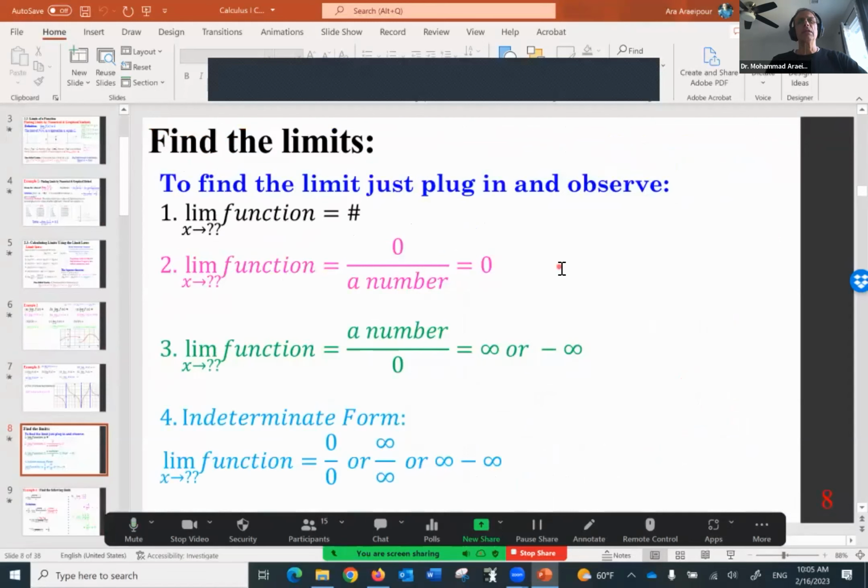And ultimately, to find the limits, the best course of action would be to plug in and observe. When we get to a number, we are done. 0 over a number is 0. A number over 0, we have to figure out positive or negative. And in many cases in calculus, we end up with indeterminate forms, meaning 0 over 0, infinity over infinity, infinity minus infinity, and there are other forms.